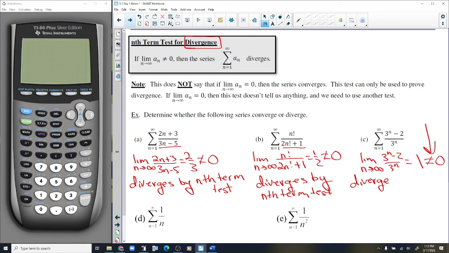Why do I sound like I'm so mad today? Diverges by nth term test. I guess when I get excited about something, you can kind of tell. Why am I excited about the nth term test? I don't know. I can't explain it. I just like it.